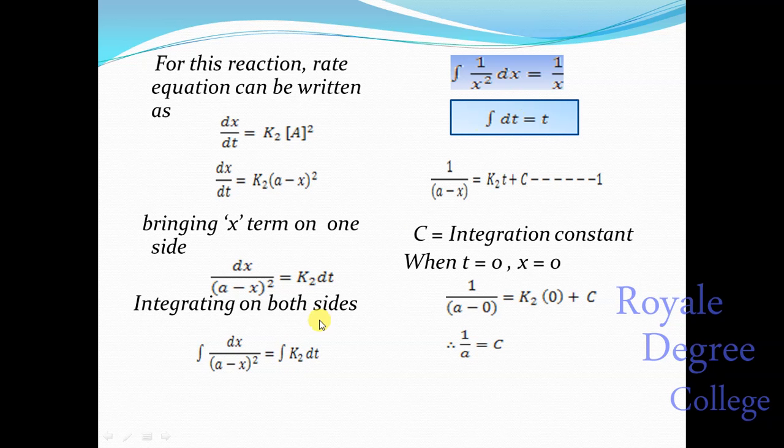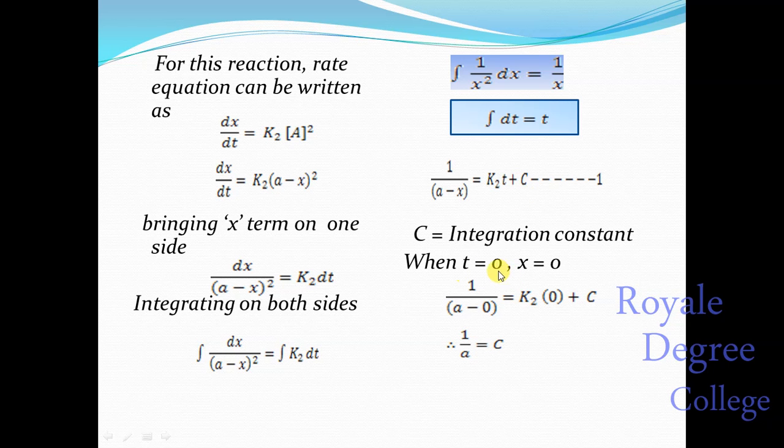Now we use this formula: the integration of 1 by x square dx is equal to 1 by x. Here A minus x whole square is nothing but x square, so in place of that we write 1 by A minus x. So 1 by A minus x is equal to K2, a constant, times the integration of dt. The integration of dt is t, so we write t plus c. C is the integration constant. It is our equation number 1.